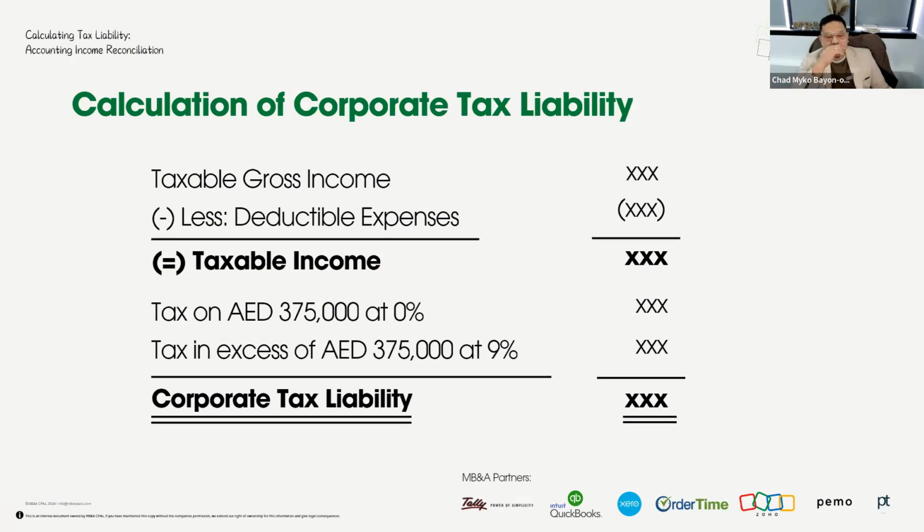So normally the calculation of corporate tax liability is based on the taxable gross income, or what are the sales, the revenues that are actually within the bracket of the corporate tax or within the bracket of taxable gross income. So there is a need to identify which are the incomes that are actually part of the taxable gross income.